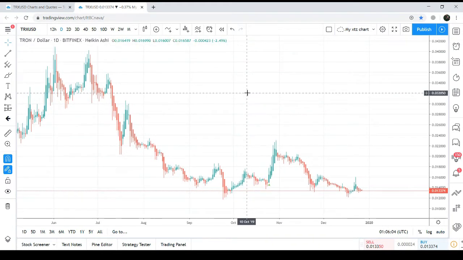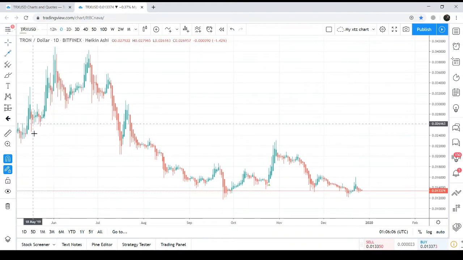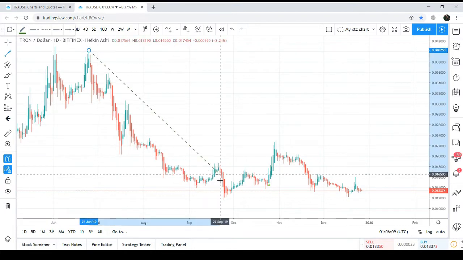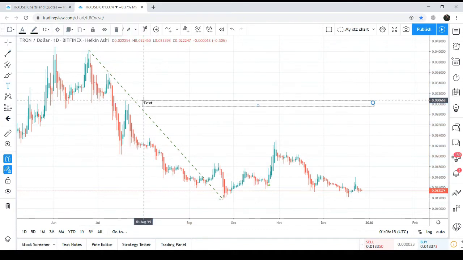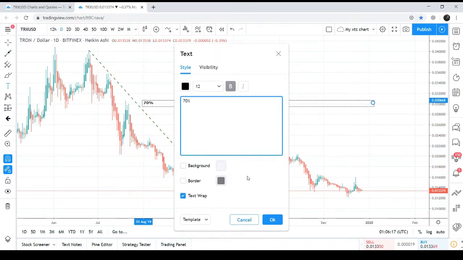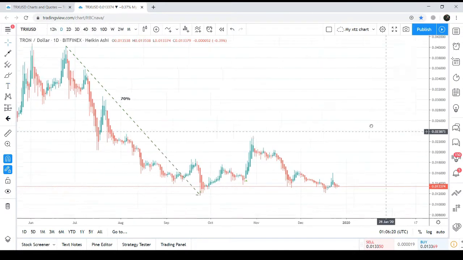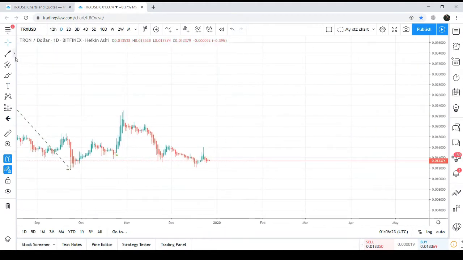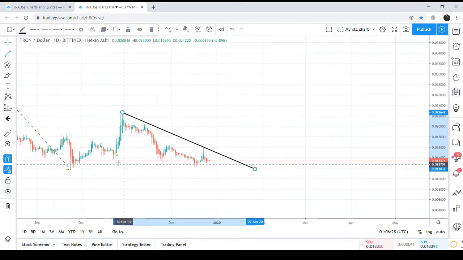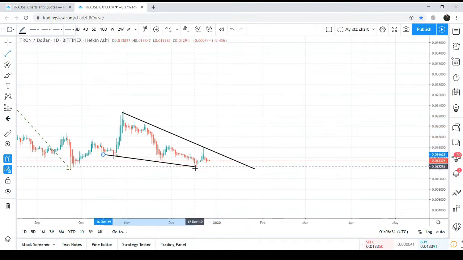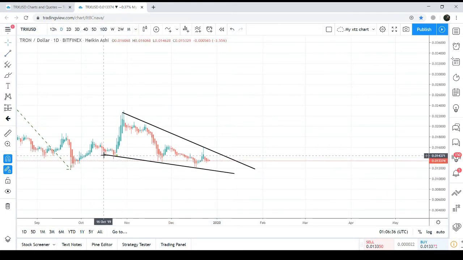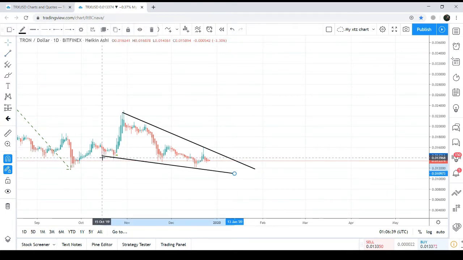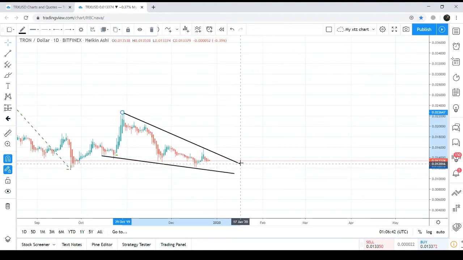First, we can see the price action took the drop from June 2019 up to September 2019 here. More than 70% drop. And after this drop, now the price action is moving within a wedge. This is the upper resistance of the wedge, and this is the support of this wedge, and this is the resistance.